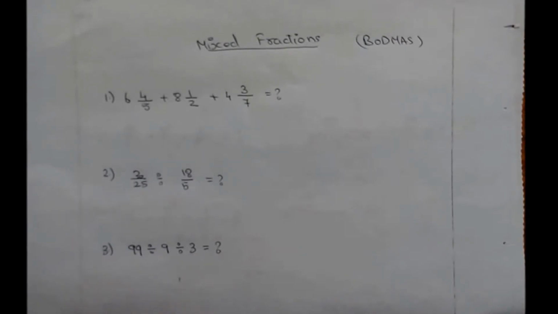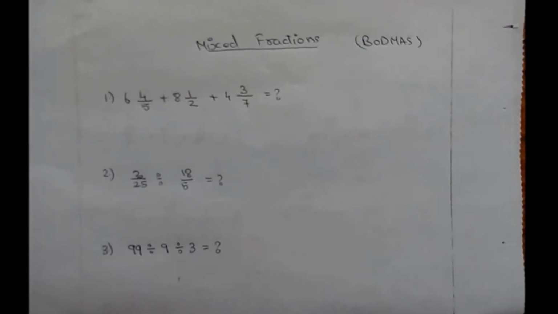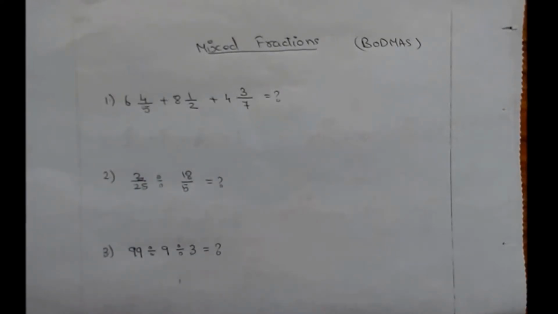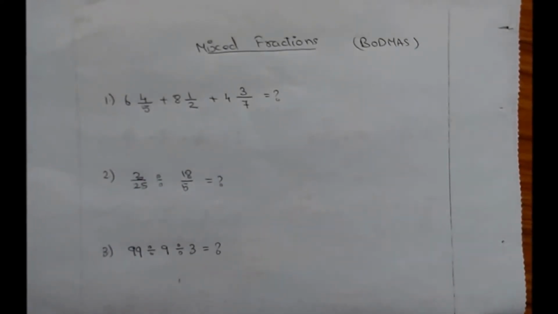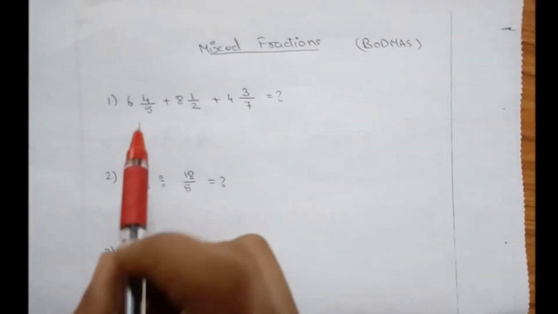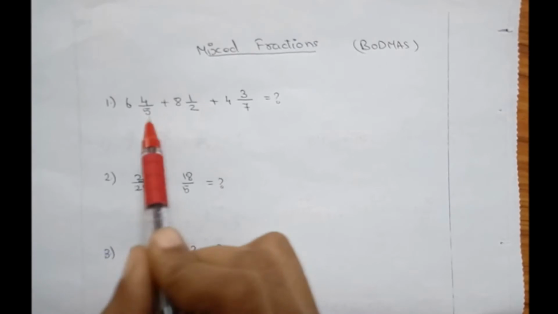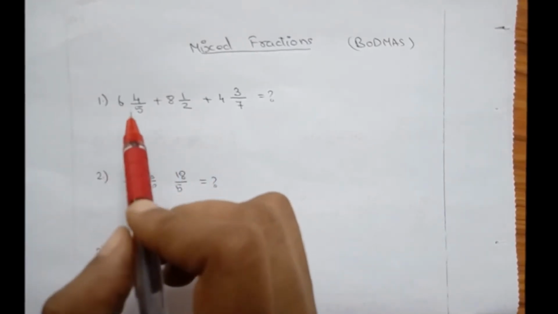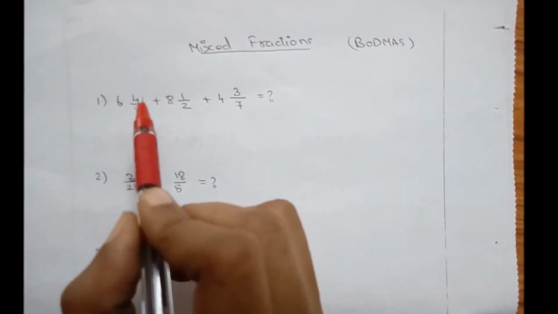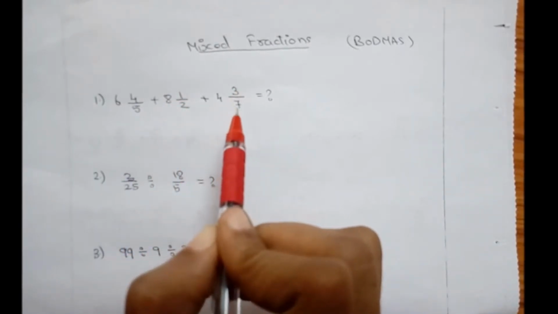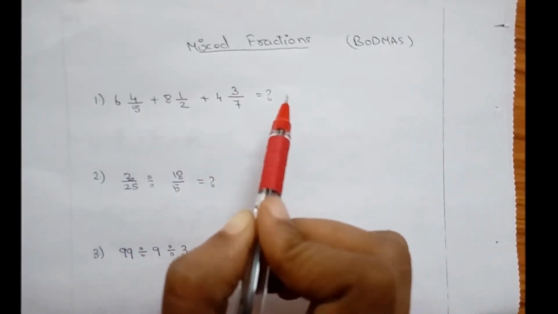Next we are going to see mixed fractions. So I have an example over here. See, for the first example I have given mixed fractions and then I have to add them. My mixed fractions are 6 4 by 5 plus 8 1 by 2 plus 4 3 by 7, which is equal to, they are asking.